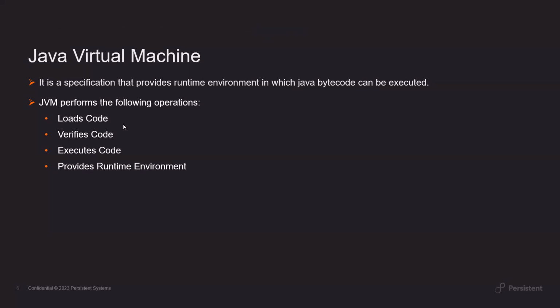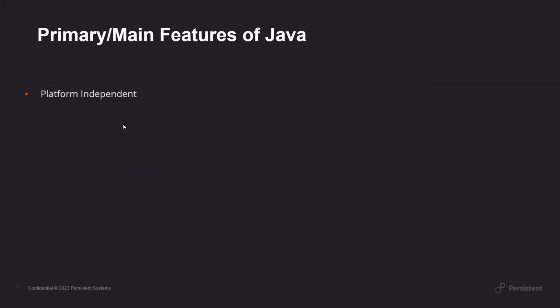Besides Java, we have some other languages which use the JVM to run their programs or scripts, such as Scala, Kotlin, Groovy, or Clojure. So all of these, Scala, Kotlin, all use the JVM to run their programming language on all the platforms. And I'll show you some of the main features of Java.